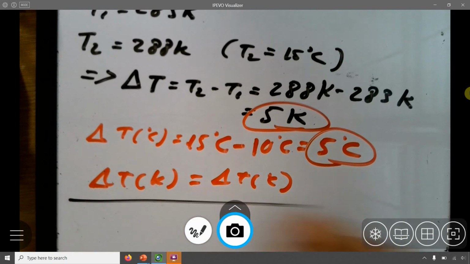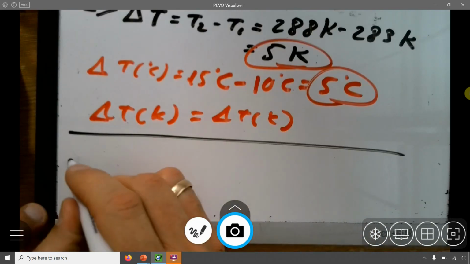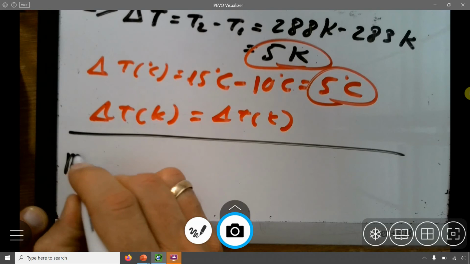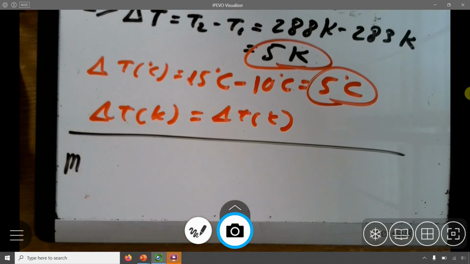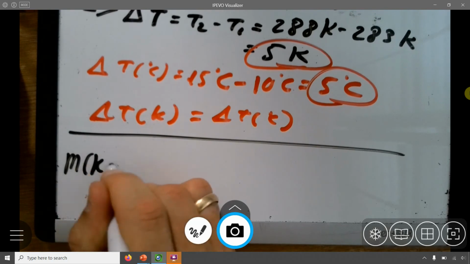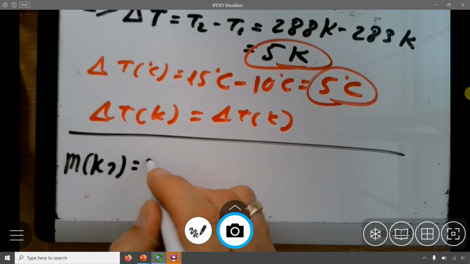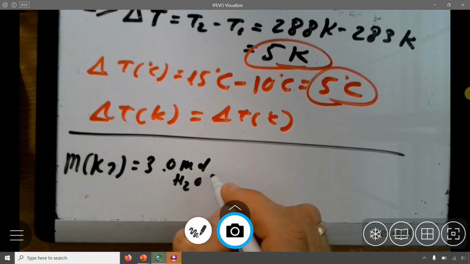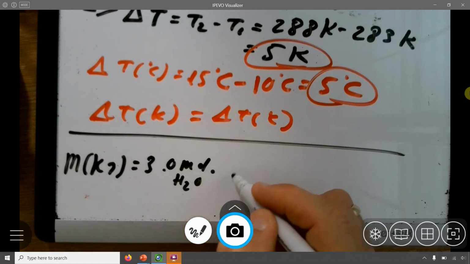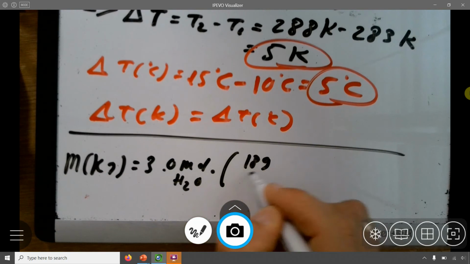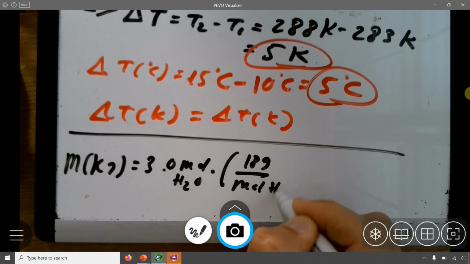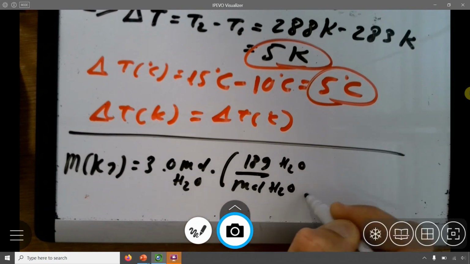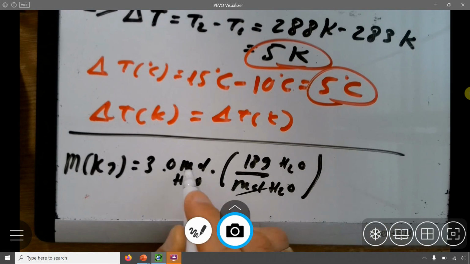Okay, lastly, I need my mass here in kilograms. So mass to get in kilograms. And for me to do that, I'm going to use the molecular weight of water, right? So my mass in kilograms, I have 3 moles of water. And I'm going to multiply this by the molecular weight of water. Okay, so that cancels out my moles.